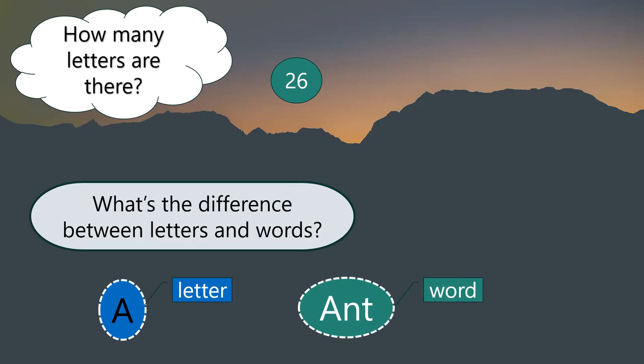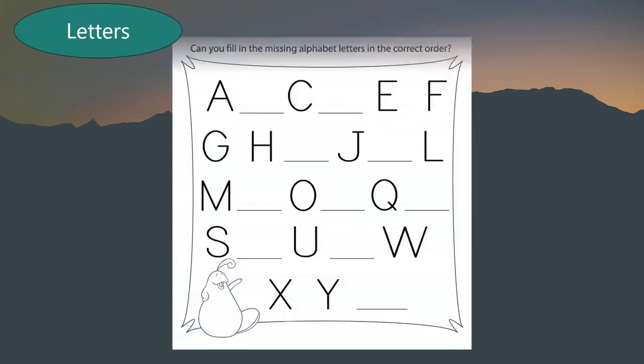Do you remember the letters? Okay, so let's go here. And so you have to fill the missing alphabet letters in the correct order. So here you will see A. So what is after A? B. Yes, you have to write B. So please think and answer this friend. It's easy peasy, right?